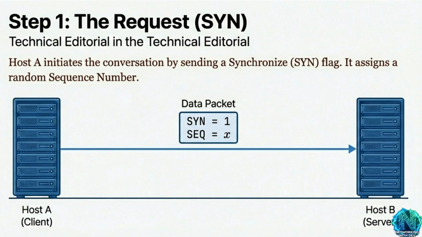Think of this as host A knocking on the server's door and saying, "I'd like to start a synchronized conversation with you." As part of this request, host A assigns a random sequence number, labeled here as X. This number is critical because it serves as the starting point for tracking every bit of data that will follow, ensuring that as we move into the actual transfer, nothing gets lost or out of order.